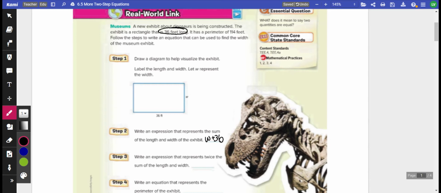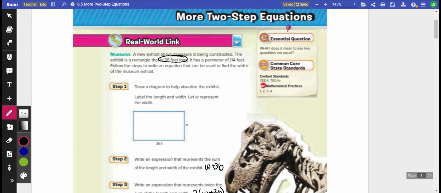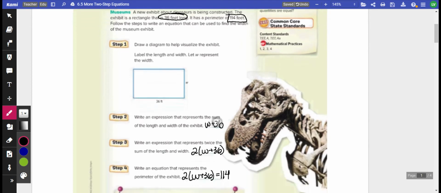Step number 2, we're going to write an expression that represents twice the sum of the length and width. So 2 times the quantity W plus 36. Then write an equation that represents the perimeter of the exhibit. Well, we know the perimeter is going to be 2 times quantity W plus 36, and it's going to equal a total of 114. Now I know it's a total of 114 because it says the perimeter of 114 feet.